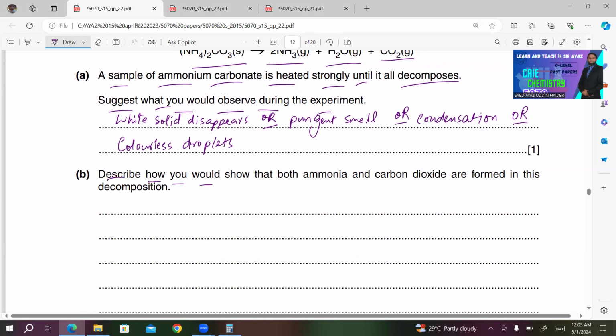Part B. Describe how you would show that both ammonia and carbon dioxide are found in this decomposition reaction. Simply go for the test for ammonia gas. Write the test for ammonia, which turns moist litmus paper blue. Remember, you have to write moist or damp. You can't only write litmus paper.